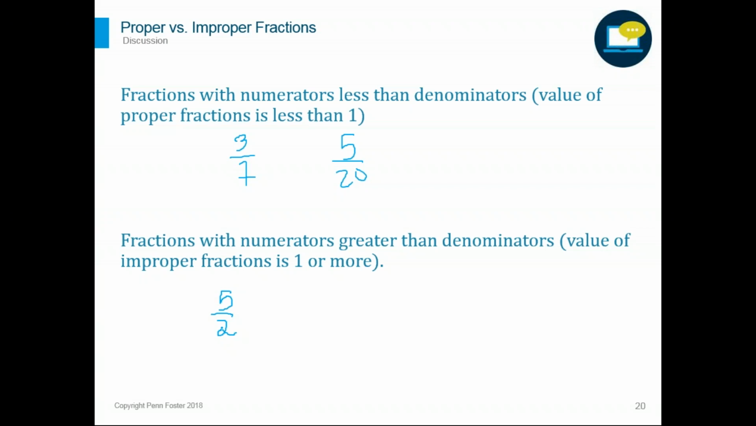It's 2 and some part of a pizza. So in that case, the numerator is greater than the denominator. That is an improper fraction. 21 over 3, improper fraction.